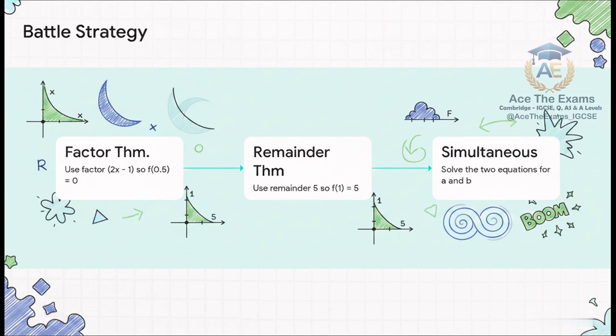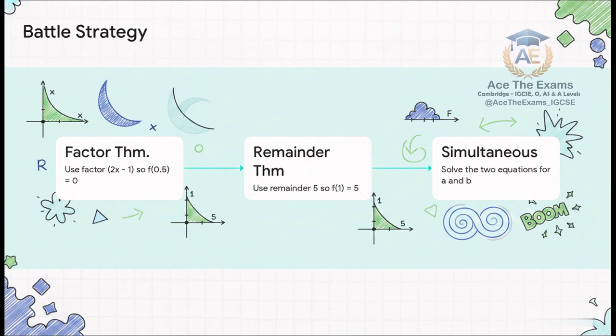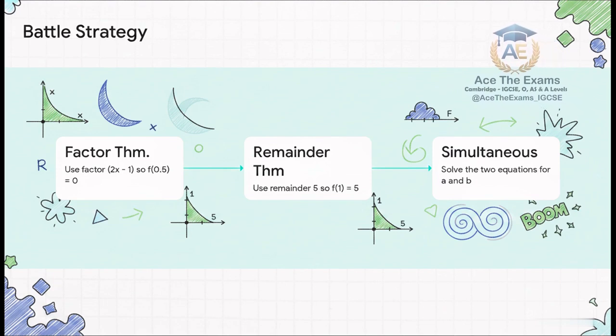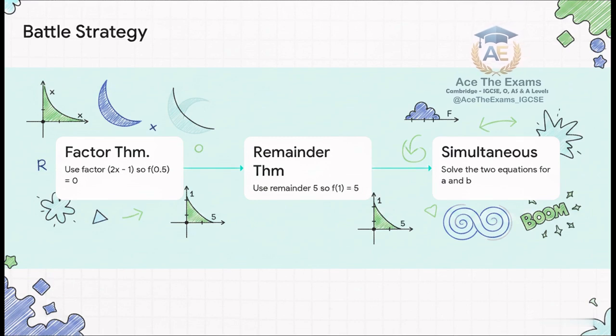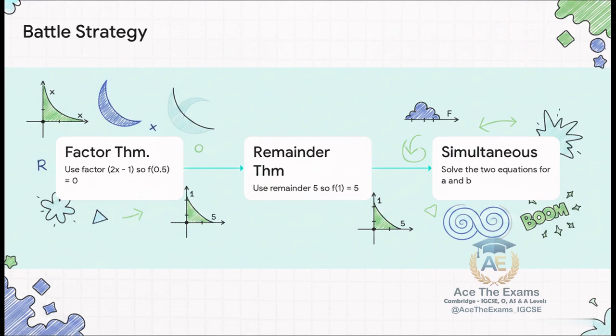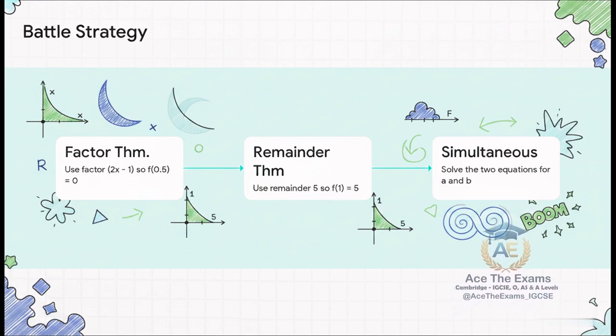By applying the factor theorem to that first clue, we know that if 2x minus 1 is a factor, substituting x equals 0.5 into the equation absolutely must equal 0. That's our first equation. Then we apply the remainder theorem to the second clue. Substituting x equals 1 into the equation will equal exactly 5. That generates our second equation.